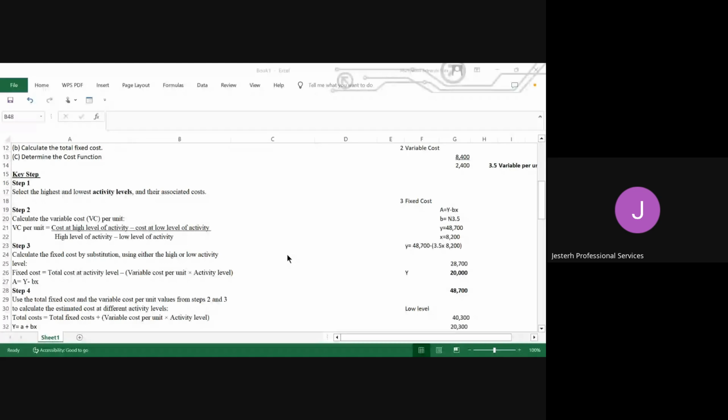Then you look at the other aspects. In our next class, we are going to discuss linear regression, how we can use linear regression to split costs. Those are the key functions that we use in splitting costs.